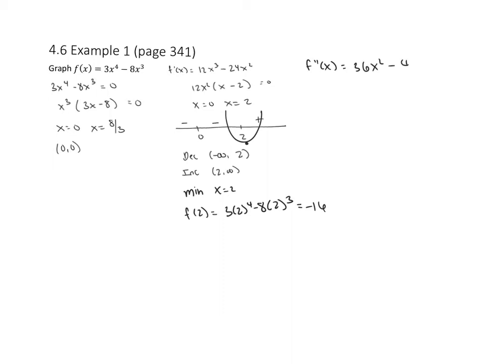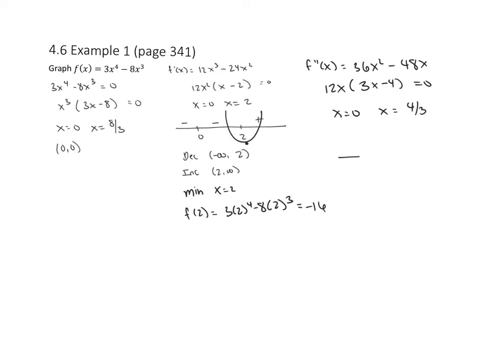36x squared minus 48x. Again, we'll set this equal to 0, and let's see, we can factor out a 12 and an x, and we get 12x times (3x minus 4). We'll set that equal to 0, and we get x is 0, and x equals 4/3.